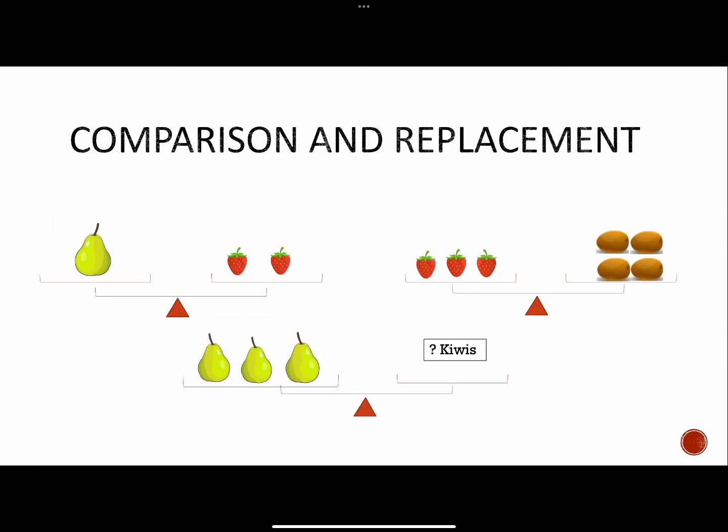The second topic I want to teach you is about comparison and replacement. When we want to compare 2 objects, we may need to use the replacement method. For example, 1 pear is the same weight as 2 strawberries, and 3 strawberries are the same weight as 4 kiwis. How can we compare the pears with the kiwis? This is not that difficult.